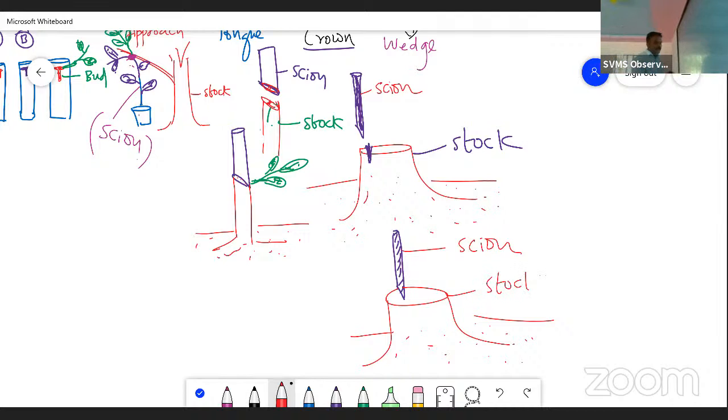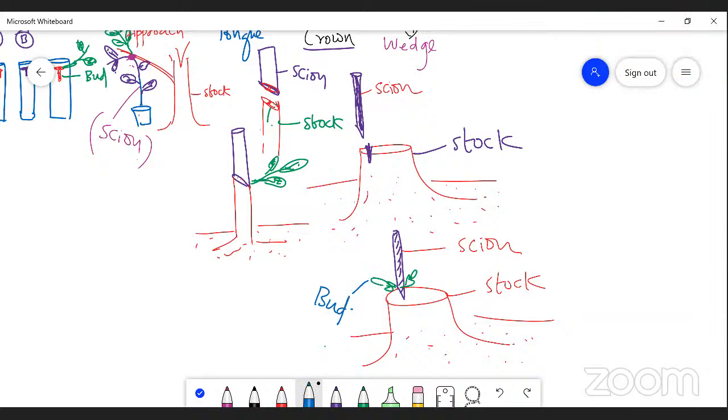So after insertion, new buds emerge. A number of buds emerge, and these buds may develop into new branches of the plant, right? This is a way by which a new plant propagates vegetatively. Simply, I can say crown grafting is a technique in which the scion is smaller in size and the stalk is very large in size.